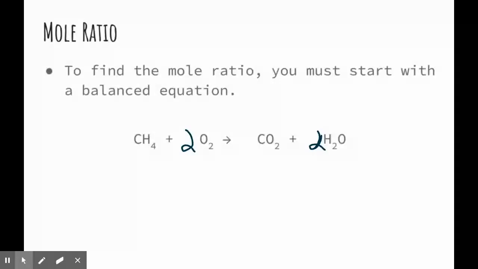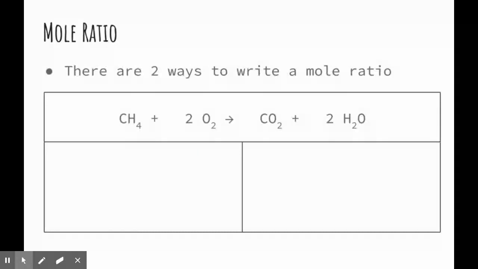The coefficients in front of each compound represent the number of moles of that compound in each reaction. Remember, because of conservation of mass, we need to have the same number of atoms on the left side as the right side. So we get the molar ratio from the coefficients. There are 2 different ways to write a mole ratio, so you can write them either way if I ask you to find the mole ratio.